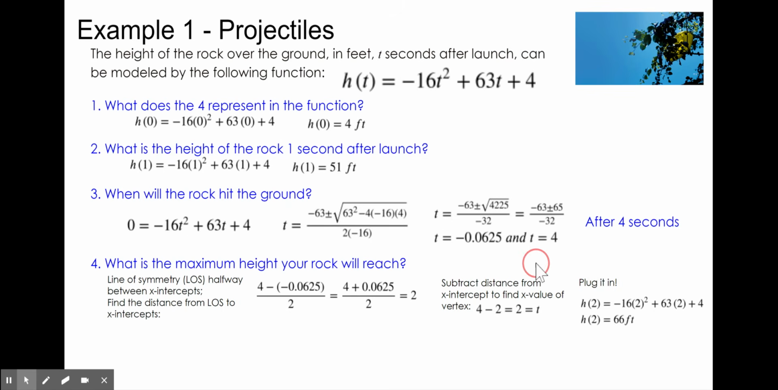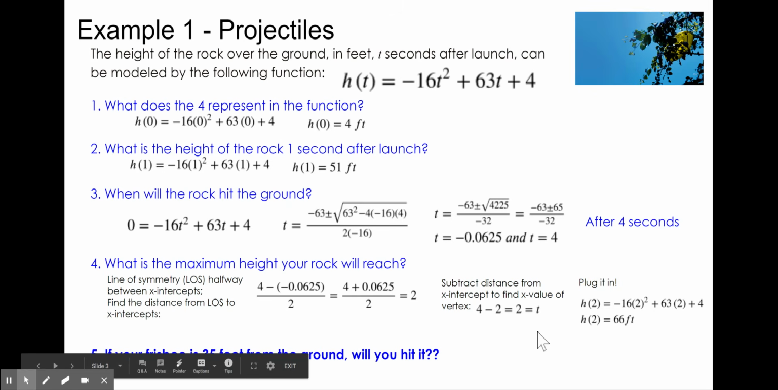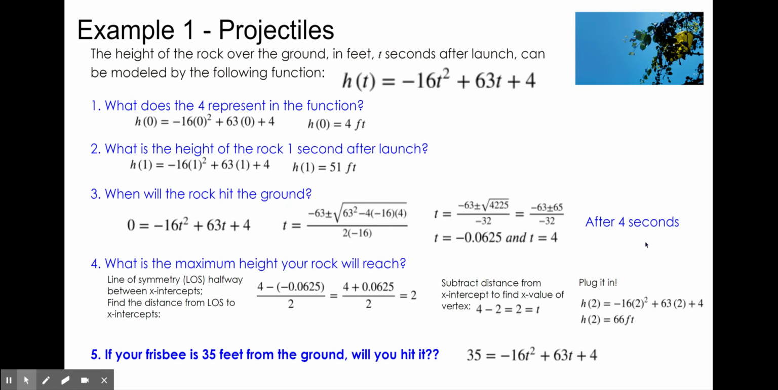To find my maximum height, I substitute 2 into my equation, and that reveals that the maximum height reached is 66 feet. If my frisbee is 35 feet from the ground, will you hit it? We know that we will hit it because our maximum height is 66 feet. If you wanted to determine when you would hit it, you could substitute 35 into your equation for the height and solve the quadratic. In order to solve it, you need to subtract 35 from both sides so that your quadratic equation equals 0, and then you could use the quadratic formula again.